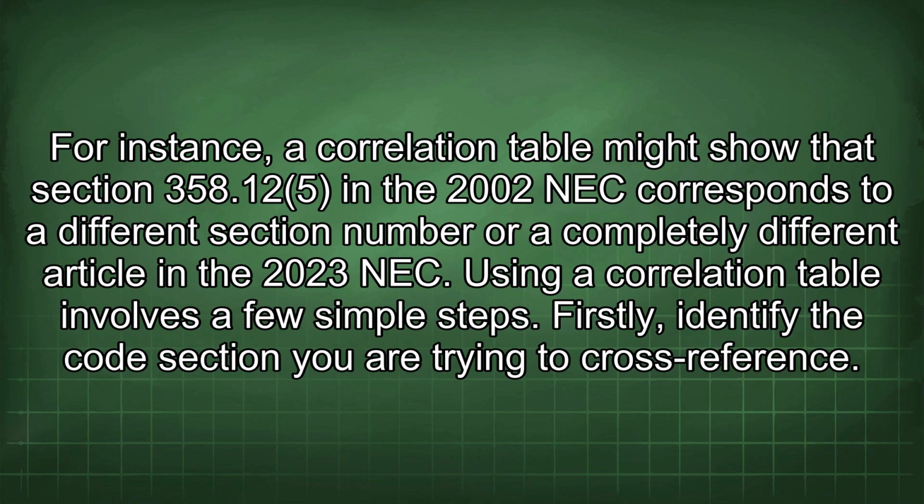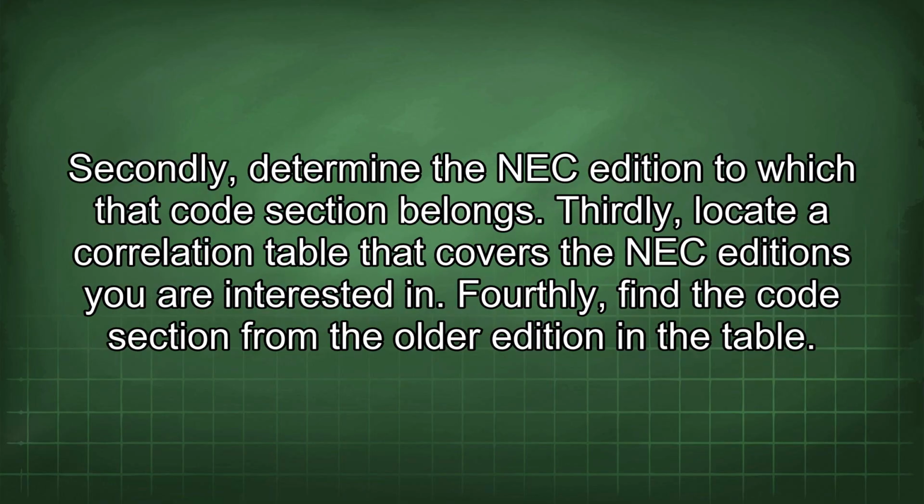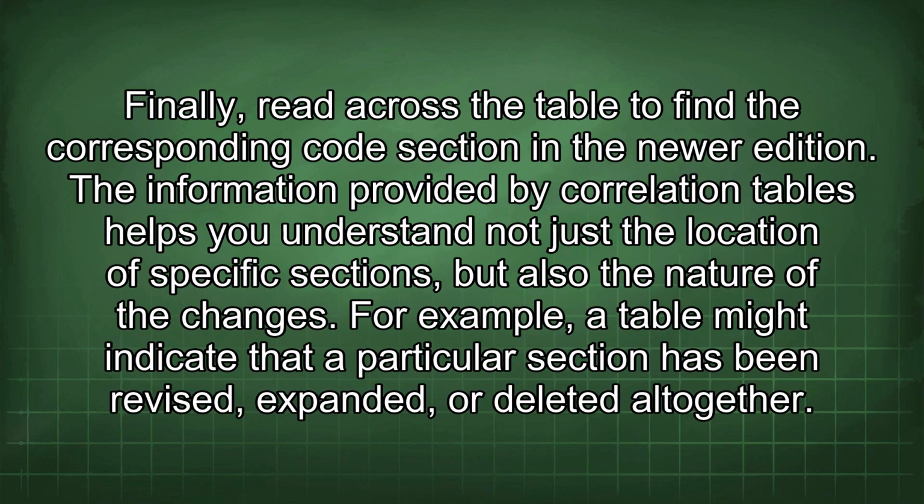Firstly, identify the code section you are trying to cross-reference. Secondly, determine the NEC edition to which that code section belongs. Thirdly, locate a correlation table that covers the NEC editions you are interested in. Fourthly, find the code section from the older edition in the table. Finally, read across the table to find the corresponding code section in the newer edition.